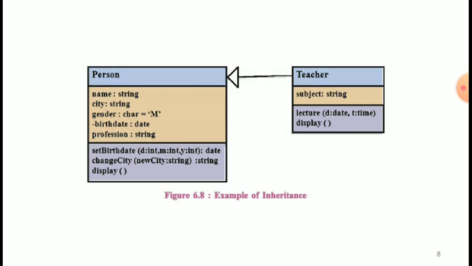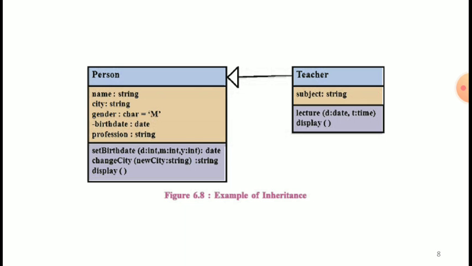So teacher, example of inheritance. Teacher has subject as a string, and lecture date, time and display. So teacher is also a person, so name is a string, city is a string, gender is male, birthday is a date and profession is a string.